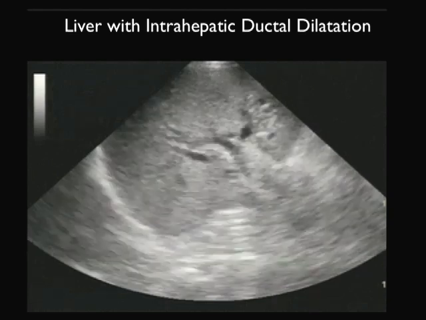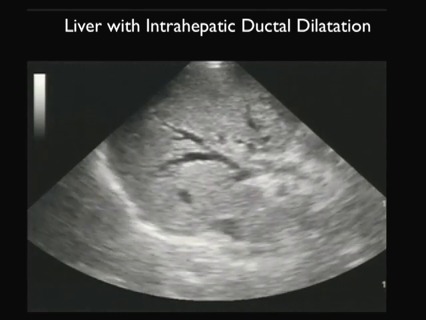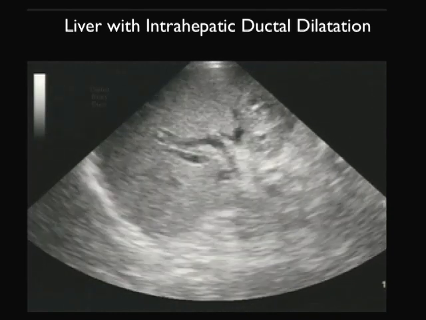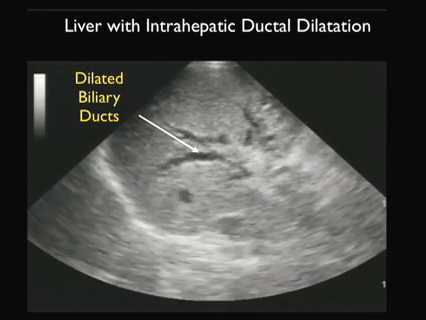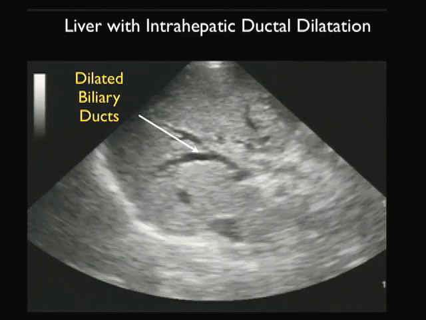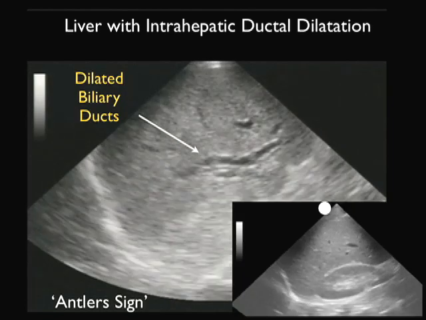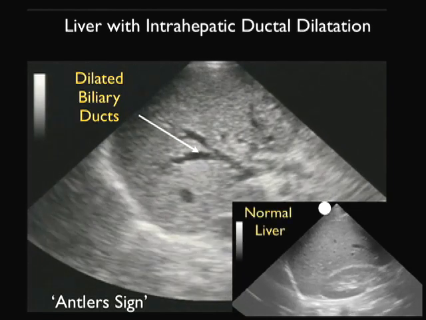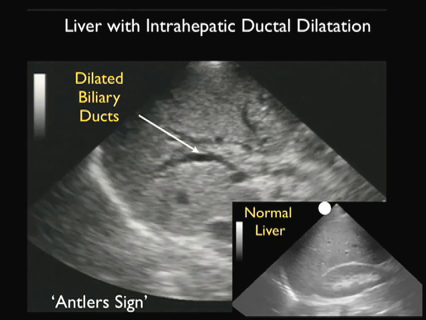patient's condition is. Here's an interesting image showing intrahepatic ductal dilatation in a patient who had biliary obstruction. And what we see here is the appearance of dilated biliary ducts crisscrossing through the liver. And as we see here, the liver now has a channel-like appearance. We call this the antler sign, as what it appears like is the ends of the dilated biliary ducts look like antlers on a moose.